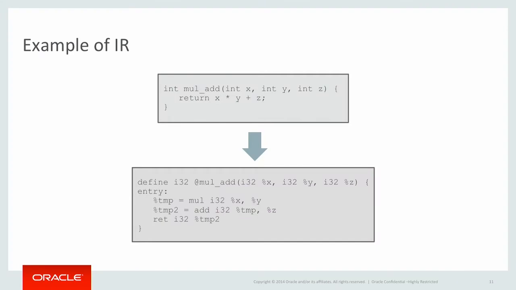Here you have an example. This is a very simple function in C++ that does multiplication and addition. Below it, you can actually see the IR representation of this function. If I say so myself, it's actually quite readable. You have the return type, the defined function, and you have temporaries, an infinite set of temporaries.